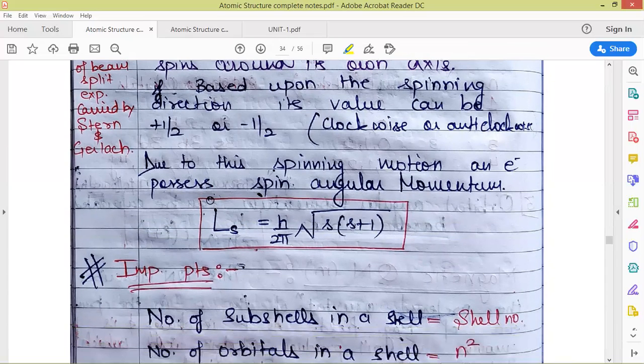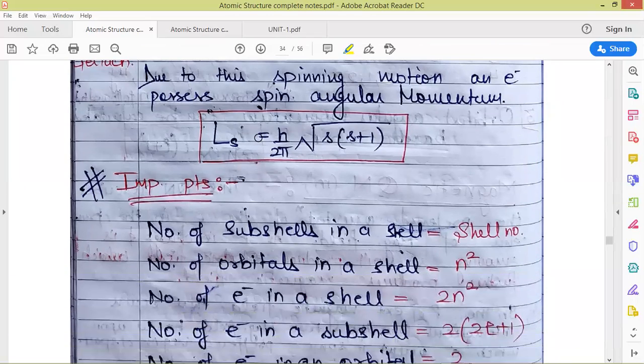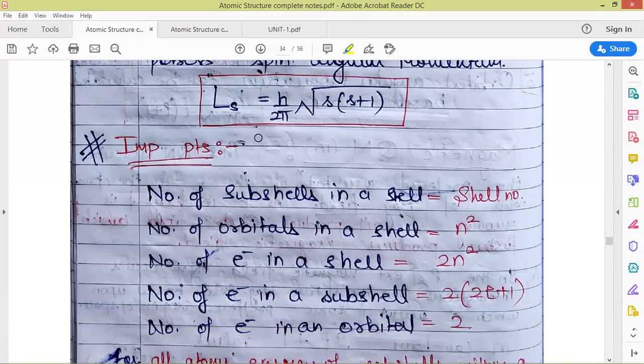Here also one angular momentum is defined, that is spin angular momentum. It is given by h upon 2 pi root of s into s plus 1, where s is spin quantum number, whose value can be plus half or minus half based upon the direction of spin, which can be clockwise or anti-clockwise.